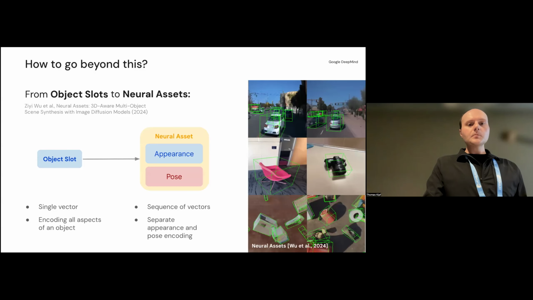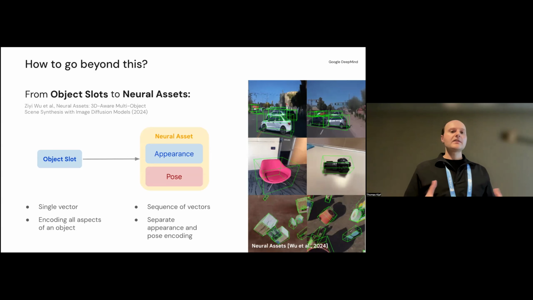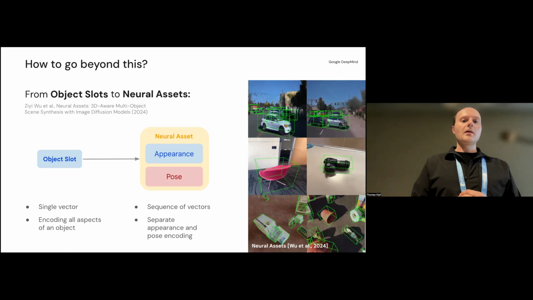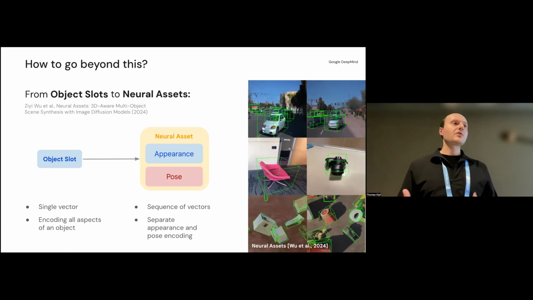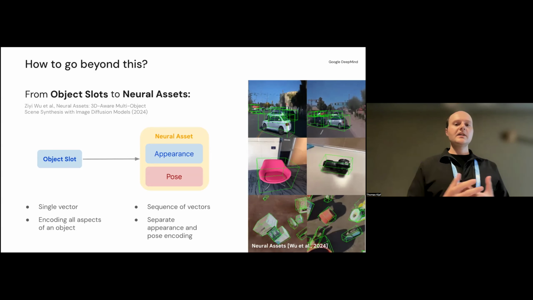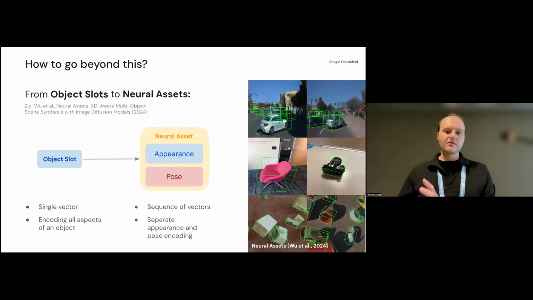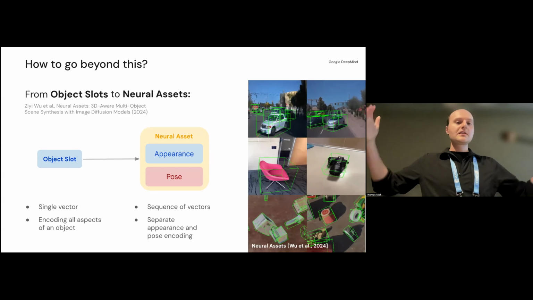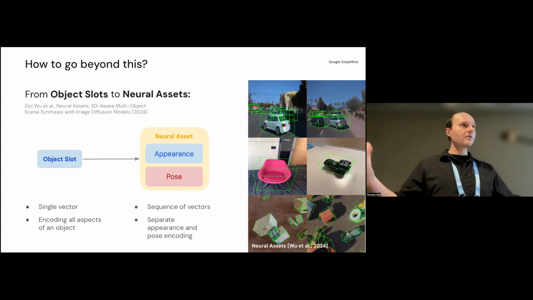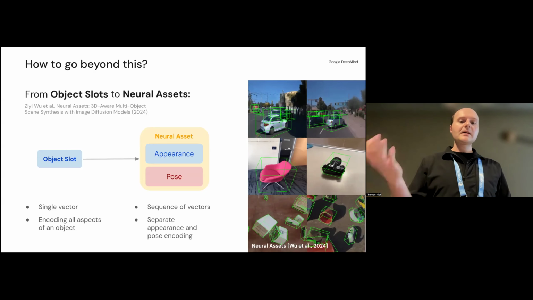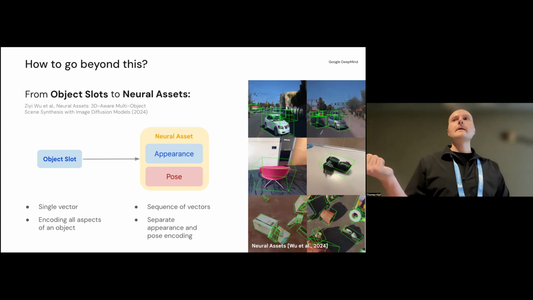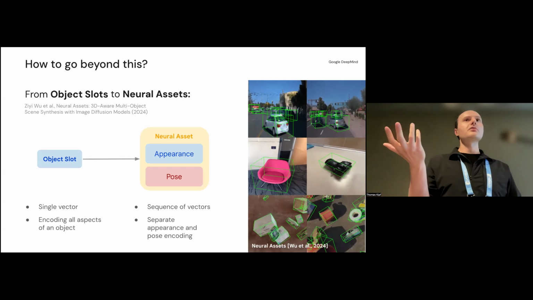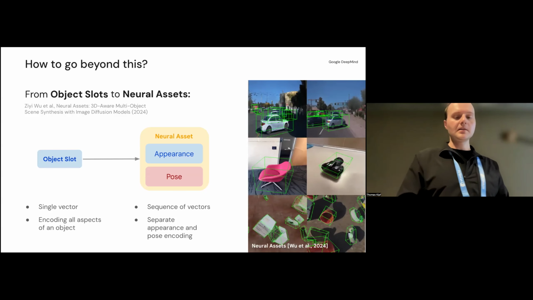But then the idea was effectively, and this is work that we've just put on the arXiv with Siyi Wu, who joined us as a student researcher, we extended this to what we call a neural asset. A neural asset is effectively a combination of a sequence of vectors capturing the appearance. So instead of just a single vector, we have a whole sequence of vectors, so much more fine-grained in terms of what appearance it can capture, but also a separate pose encoding that captures all the aspects of where something is located, all the things you want to control, like in a user interface, basically.